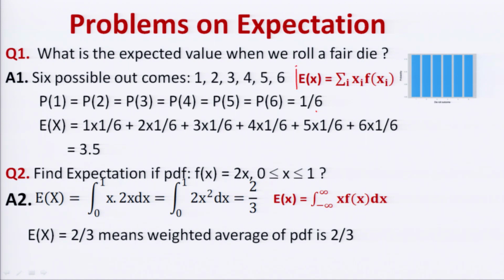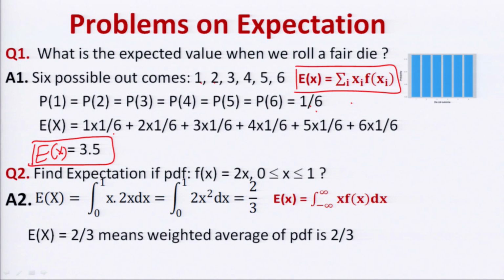Now what is expectation? The formula of expectation is sigma of x_i f(x_i). The first outcome is 1, probability of 1 is 1 by 6; the second outcome is 2, probability again the same; third, fourth, fifth and sixth. So expectation equals 1 multiplied by 1 by 6, its probability, plus 2 multiplied by its probability, and so on. When we add and simplify all these, we get 3.5. The expectation of a fair die is equal to 3.5.